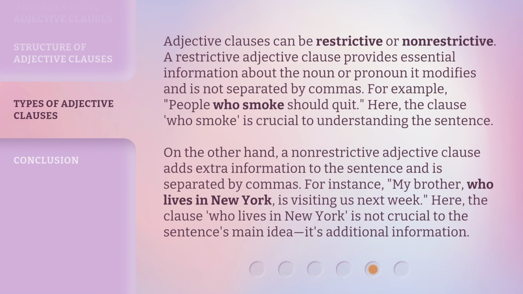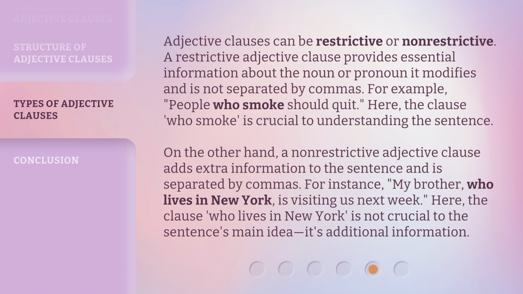Adjective clauses can be restrictive or non-restrictive. A restrictive adjective clause provides essential information about the noun or pronoun it modifies and is not separated by commas. For example, people who smoke should quit. Here, the clause, who smoke, is crucial to understanding the sentence.